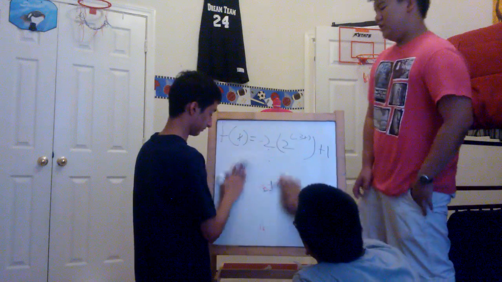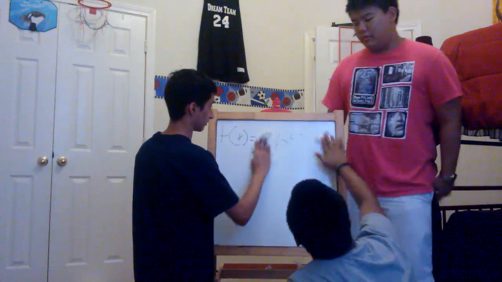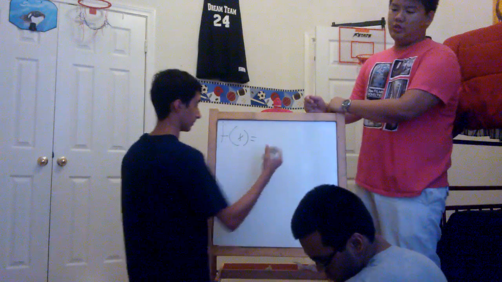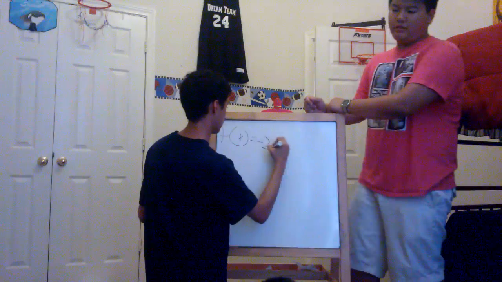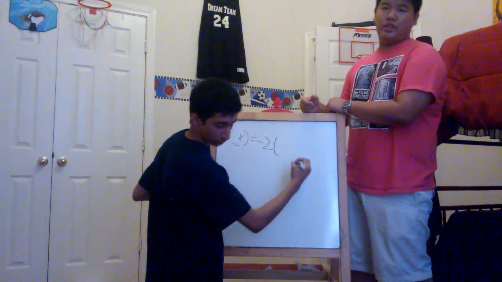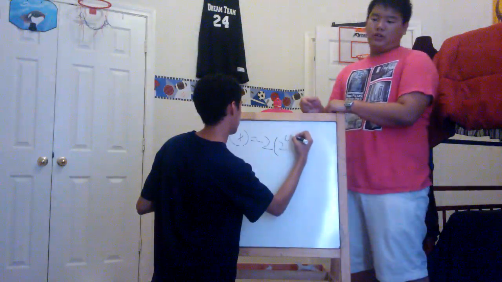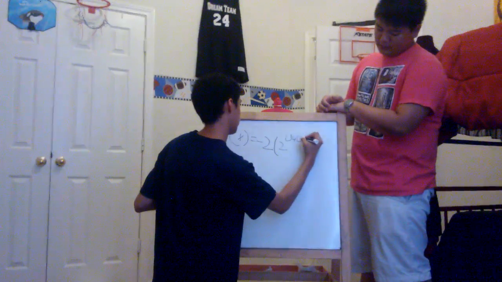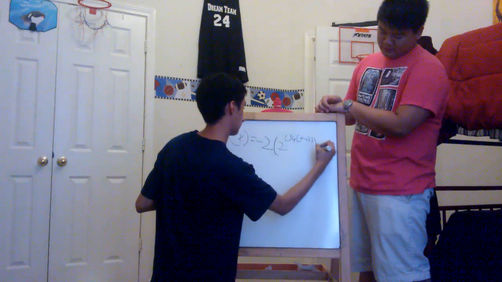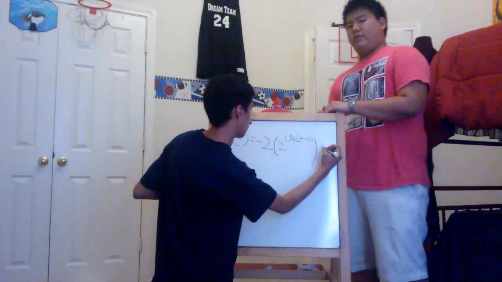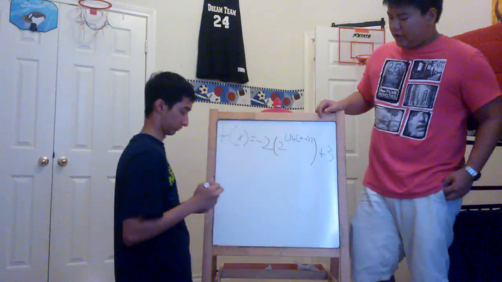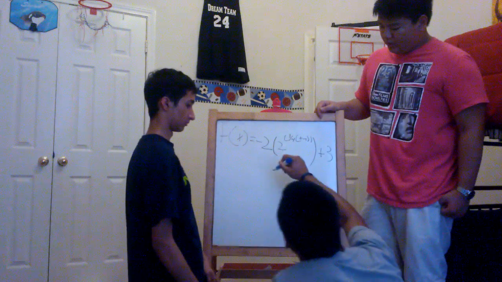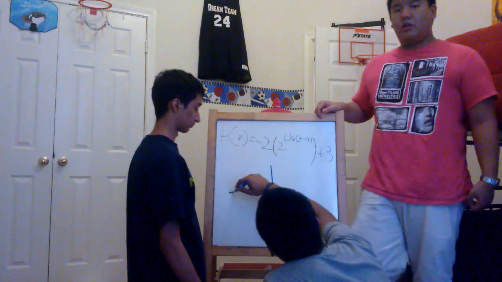Now on to number 3. So example number 3 is going to be a combination of example number 1 and number 2, which is going to include vertical compression, horizontal compression, horizontal shift and vertical shift. So the third example is f of x equals -2 times 2 to the power of 1/4 x minus 1, plus 3.